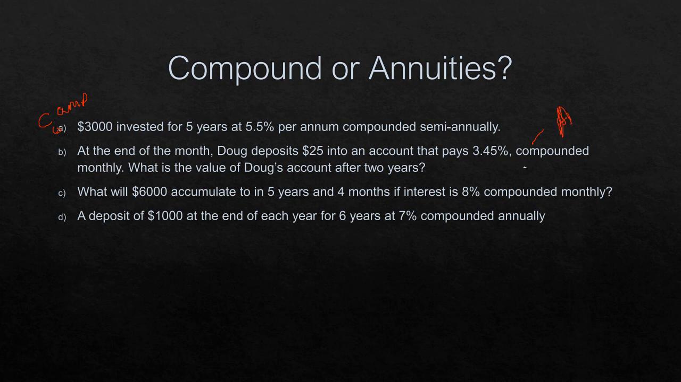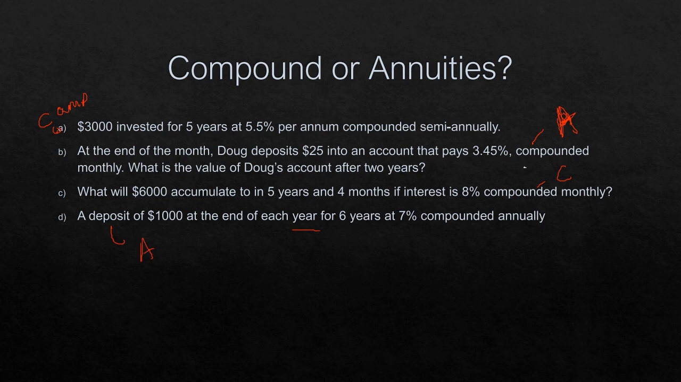Now C, what will $6,000 accumulate in 5 years and 4 months if the interest is compounded at 8% monthly? Well, we're just investing $6,000. That's a flat amount. That's our principal amount. So this is compound interest. C, a deposit of $1,000 at the end of each year. So every year we put $1,000 into this account. This account sits for 6 years, compounded annually, but we're not just giving one payment of $1,000, it's each year. So we're actually putting $6,000 in total, right? So that means we're doing a payment every year. So that would be an annuity question.